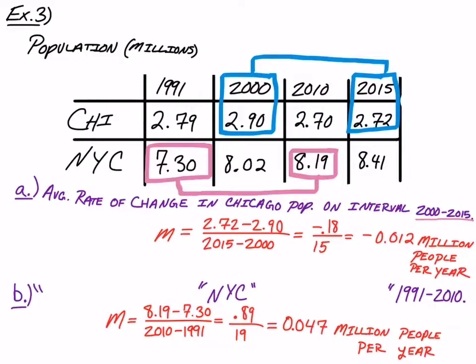It is totally fine to leave these weird decimals and say million people per year. Those are the units you were given, so you don't have to convert to thousands or hundreds of thousands of people. You can leave it just like this and use the units you were given, which is million people per year.